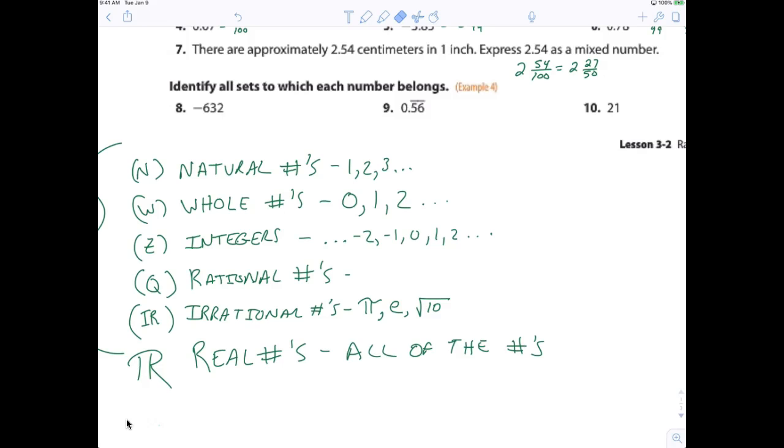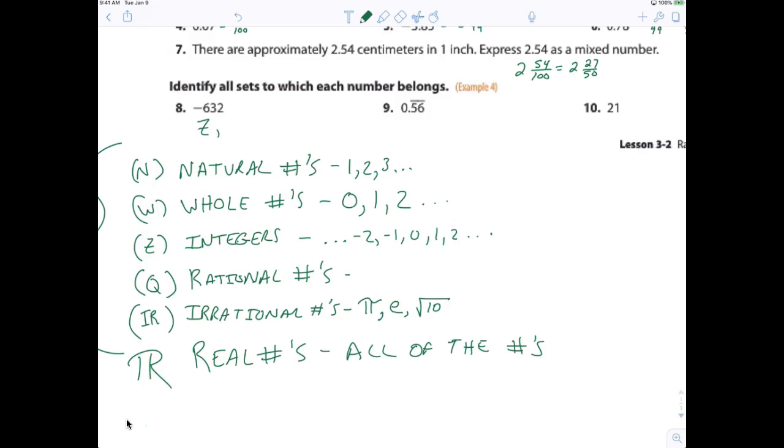Is it a whole number? No. You guys got to think for yourselves. You heard somebody say yes, so everybody said yes. Whole numbers, are they negatives? No. So is it a whole number? No, it's not. Is it an integer? Yes, because it's negative. So we put down Z.